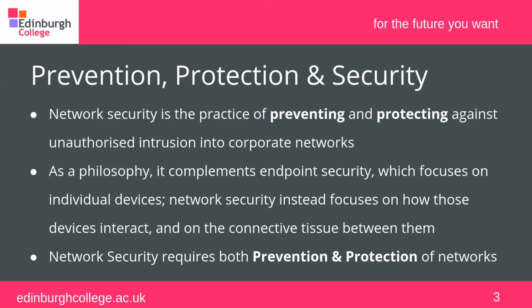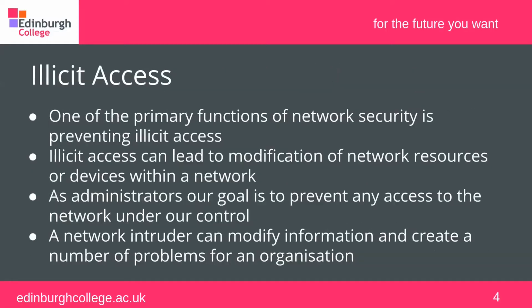So some concepts we need to be aware of in functional network security are illicit access. One of the primary functions of network security is to prevent illicit access, and illicit access can lead to modification of network resources. What does illicit mean? We can think of illicit as unwanted with a slight hint of maliciousness to it. So unwanted access by an intruder that may actually come in and modify some data in there.